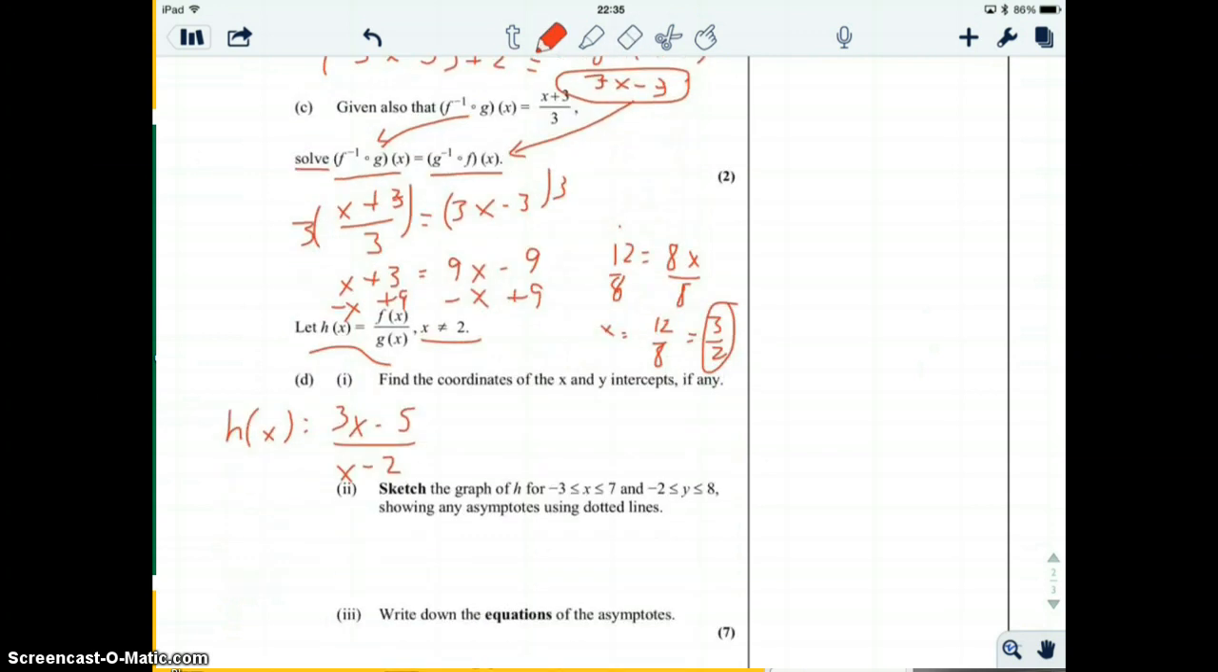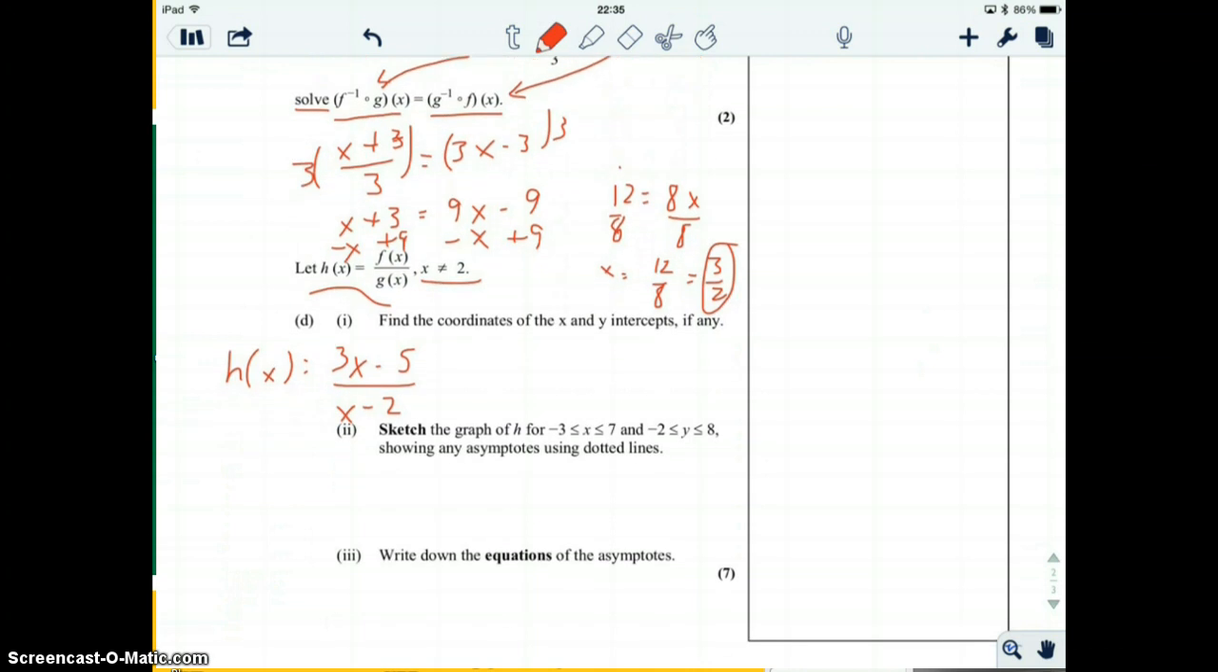Okay. Find the coordinates of the x and y intercepts, if any. Okay, so the way you find an x-intercept is that you set y equal to 0, or h of x equal to 0. So let's see. So when is this expression equal to 0? Well, when the numerator is 0. Well, when is the numerator equal to 0? Let's check that out. 3x minus 5 equals 0.